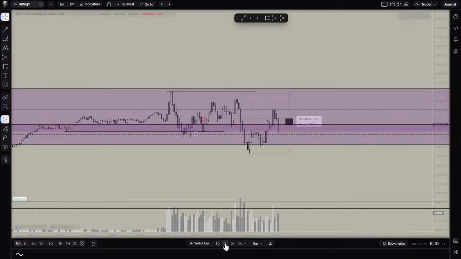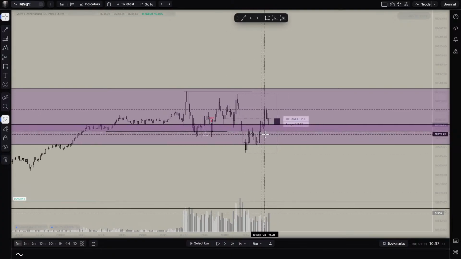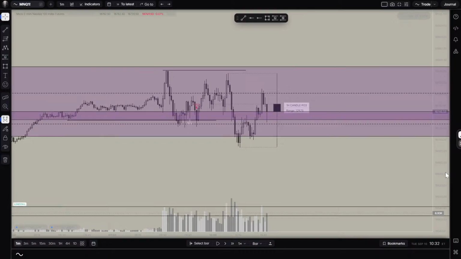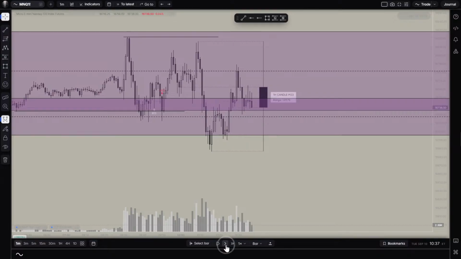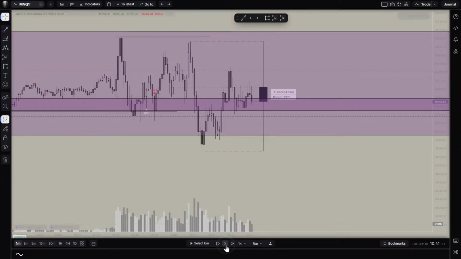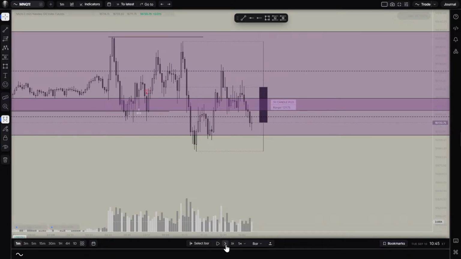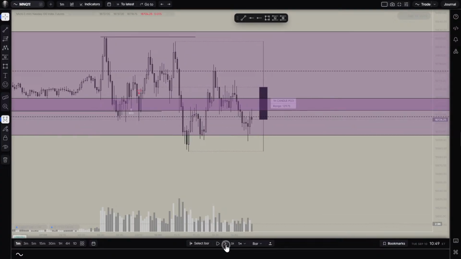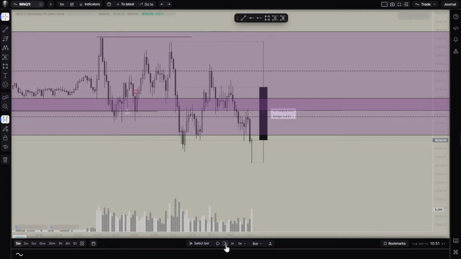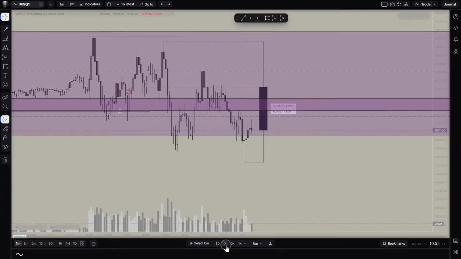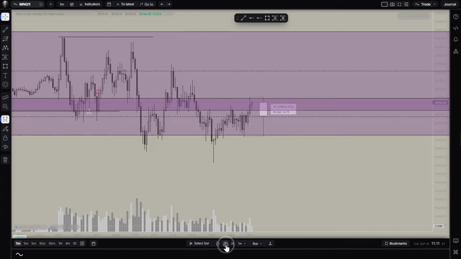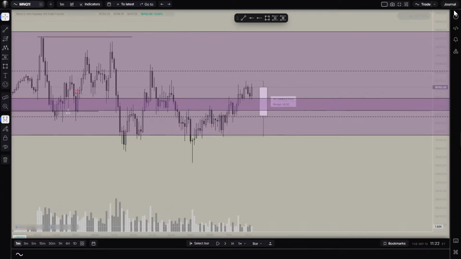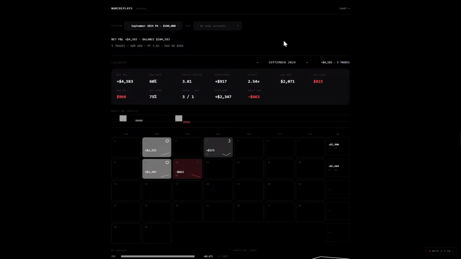10:30 opens. It is manipulating lower. Let's see what happens. Can we get an inversion? We do not. Okay. See. It was a choppy price action. So this was the end of the video.